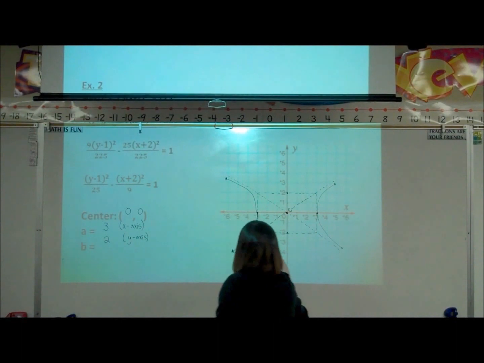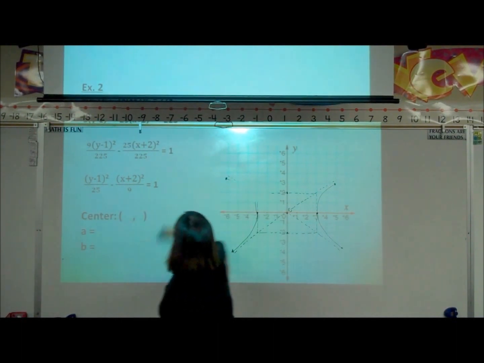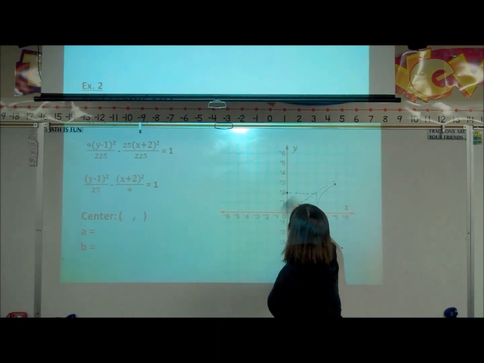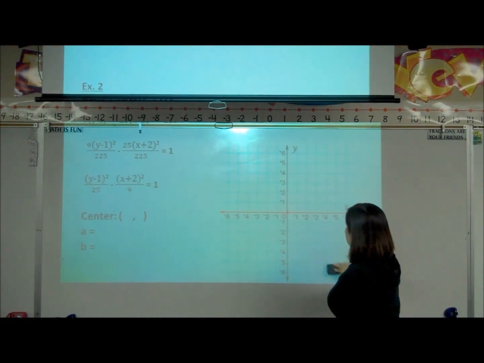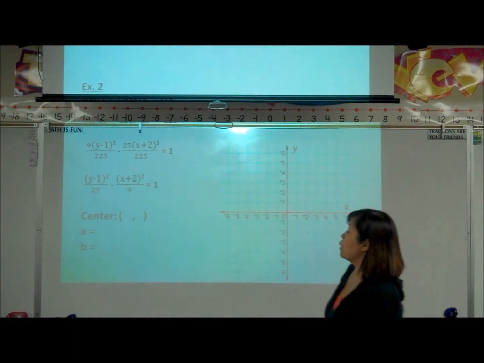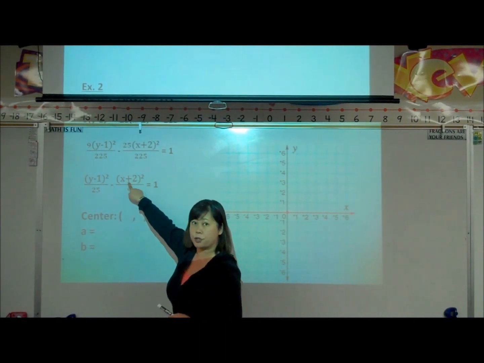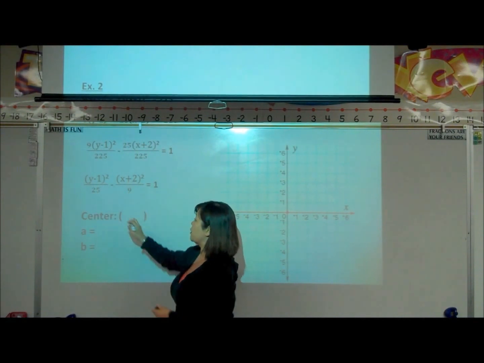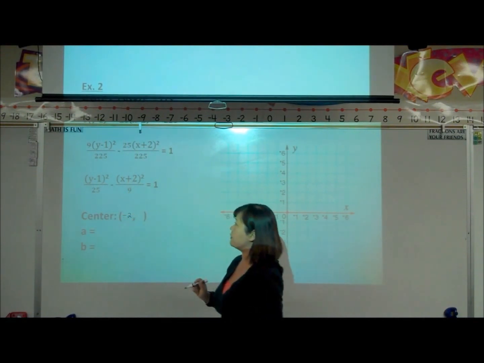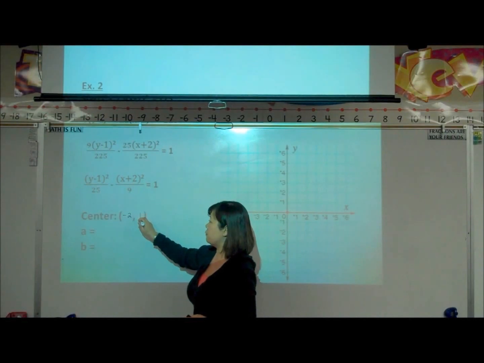So we'll erase all of this right here. Okay, so again, same thing. We're going to find the center. So in the center, my x number, remember, this is a plus 2, and normally it's supposed to be x minus a number. So in this case, it's supposed to be a negative 2 for the x value. Y is going to be positive 1.